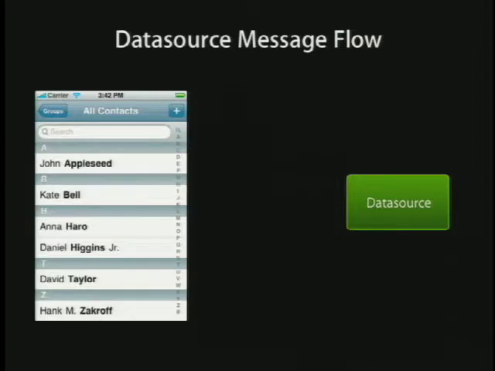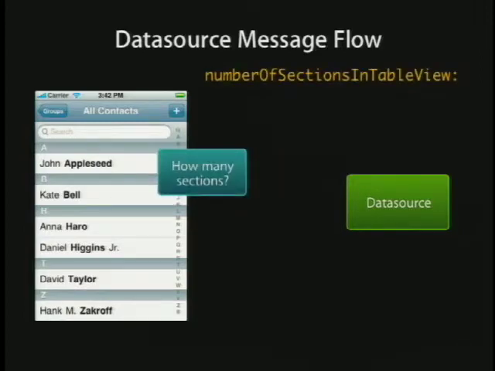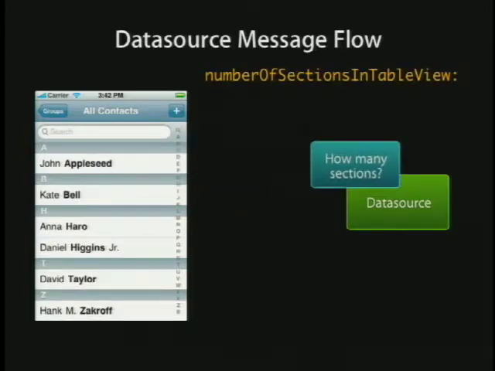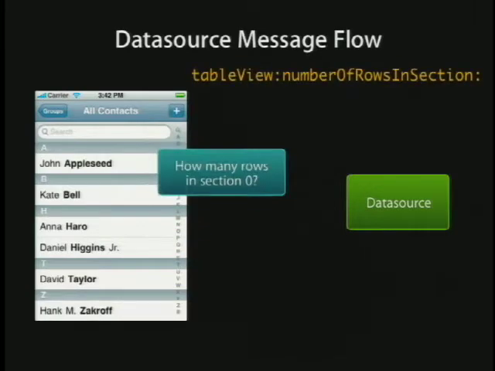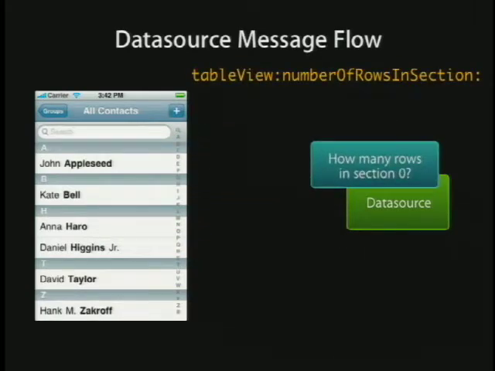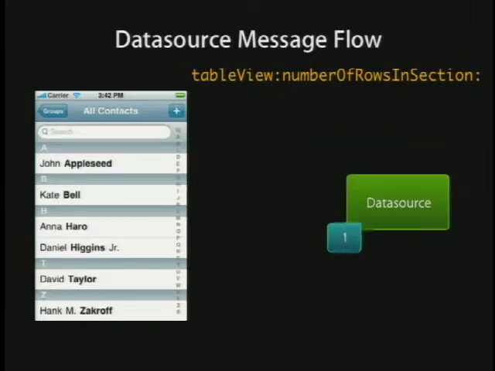But first, let's take a more visual look at what this all means with the data source message flow. So we've got our UITableView over on the left there, and we've got our data source on the right. The first thing that the table view needs to know is how many sections it has. So it's going to find out, hey, data source, how many sections do I have? And the data source is going to say, well, I got 5, and it'll return 5. So once it knows that, then it has to figure out how many rows there are in each of the sections that it has, so it knows how big the content's going to be. So it's going to ask the data source, how many rows are there in section 0? Data source is going to say, well, 1 row in section 0, return that.